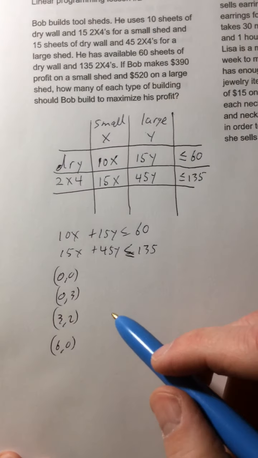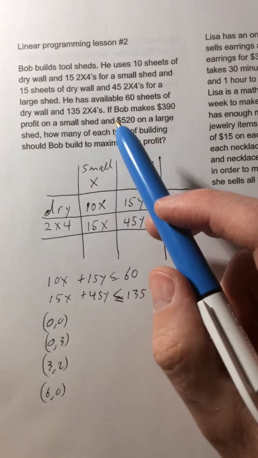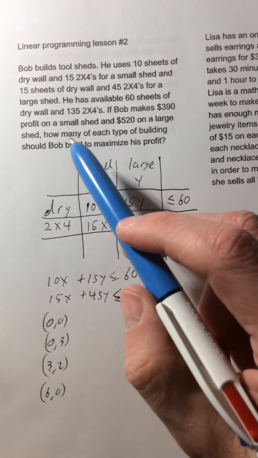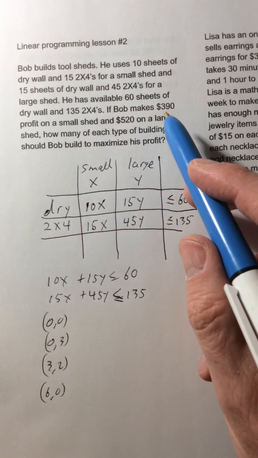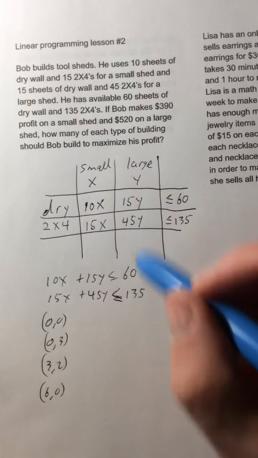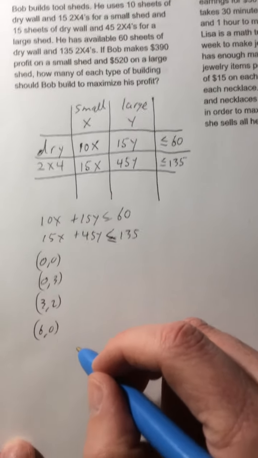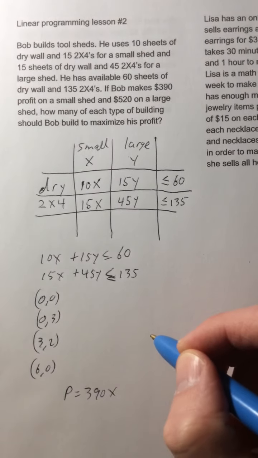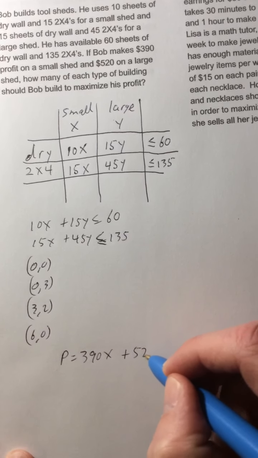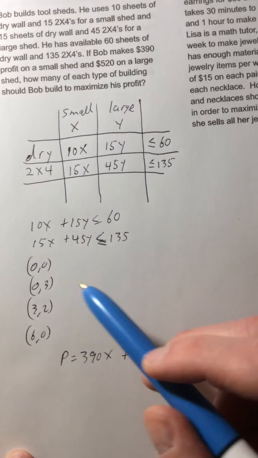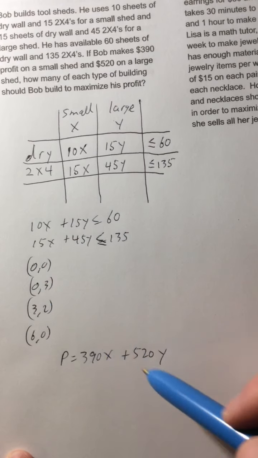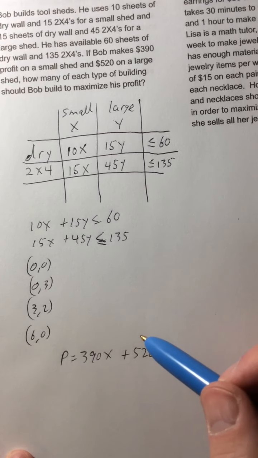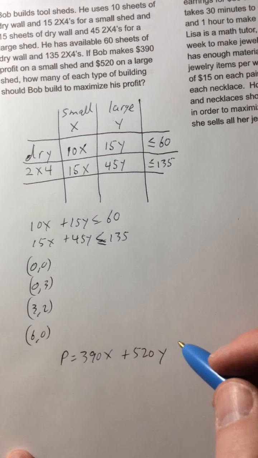And we need to figure out what's going to be our profit function, or our maximizing function. It says Bob makes $390 in profit on a small shed, $520 on a large shed. So we write right here, profit equals $390 on a small shed and $520 on a large shed. You just take each of these ordered pairs and plug them right into here, and we figure out which one of these gets us the largest one. I'm sure that we can all figure that out. We can just plug the numbers in and we will be done with that.